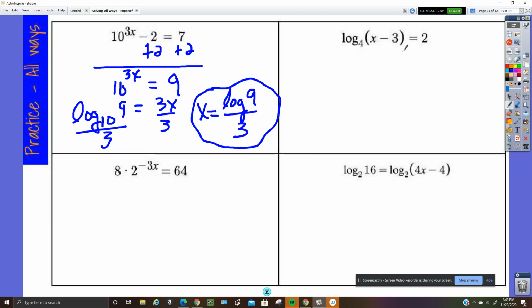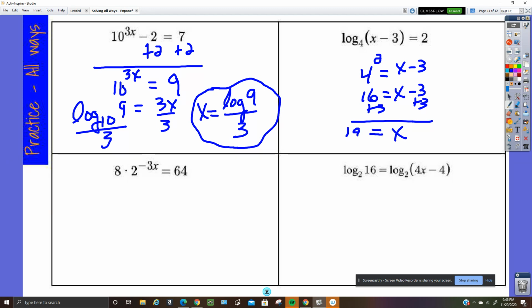So this one, you don't have the same base again. So you can change this to an exponential, the base exponent. So 4 squared equal x minus 3. Add 3 to both sides. And this one you don't have to put on the calculator. You get the exact answer of 19.